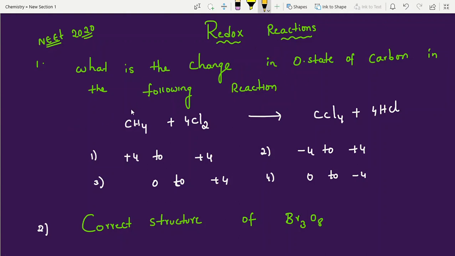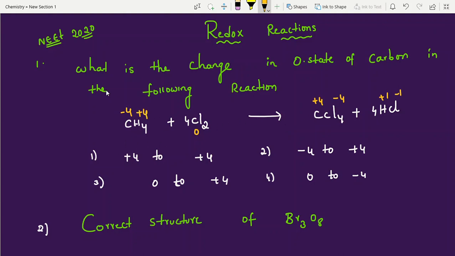So, carbon and hydrogen. Who is more electronegative? Carbon 2.4, this is 2.1. So definitely this is plus 4 and this is minus 4. This is elementary state 0, and this is carbon and chlorine. Who is more electronegative? Chlorine is more electronegative, 3.1. This is 2.1, right, 2.4. So this is plus 4, this is minus 1. This is plus 1. These are the oxidation numbers or oxidation states in the given reaction.